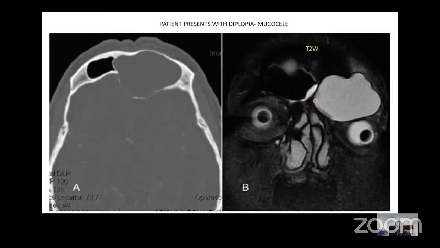And when we do an MRI scan, we can see a high signal intensity lesion involving the left frontal sinus, and the globe is pushed down and out. It is smooth in contour. And this again confirms that this is a benign lesion and it is a mucocele.